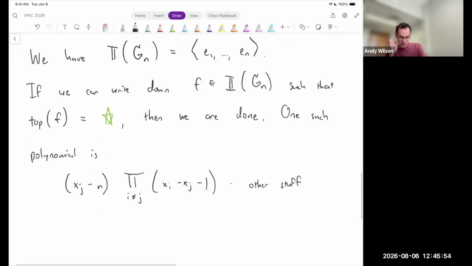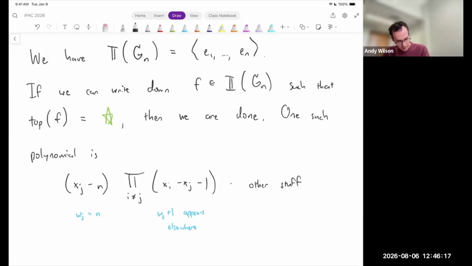So why does this vanish on any permutation? If you take some permutation w, if w_j equals n, then that vanishes. Otherwise, w_j plus 1 appears elsewhere in the permutation, and then one of these terms vanishes.